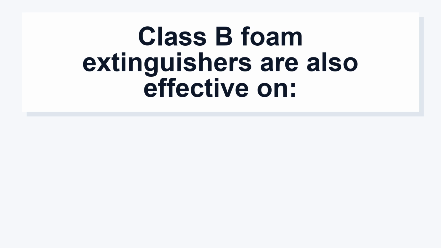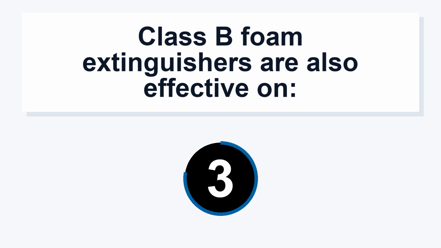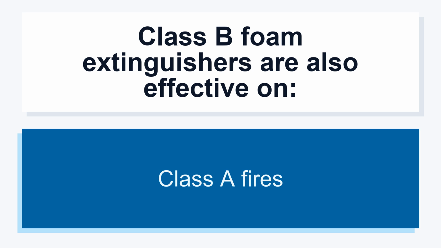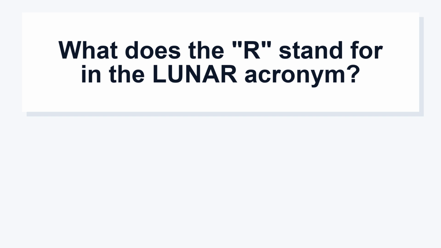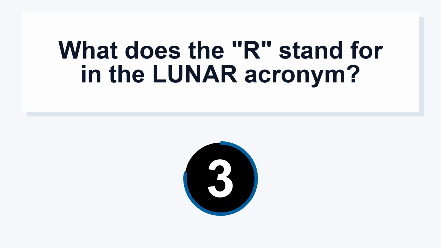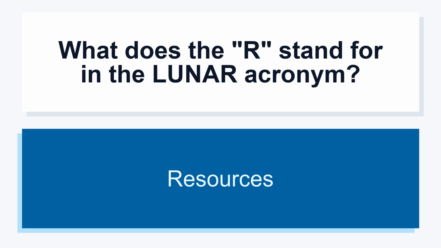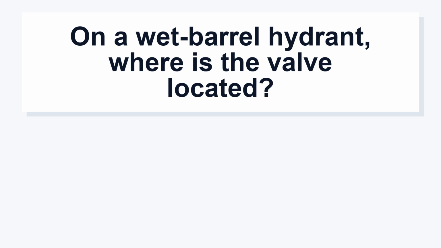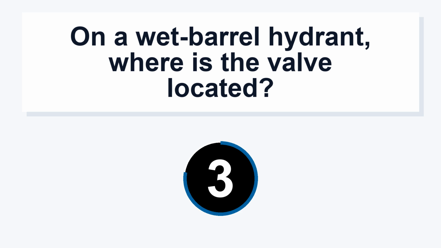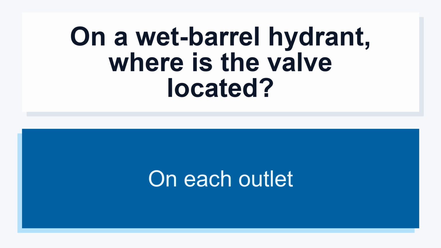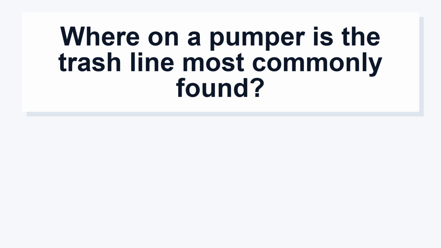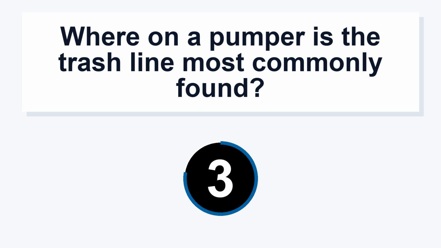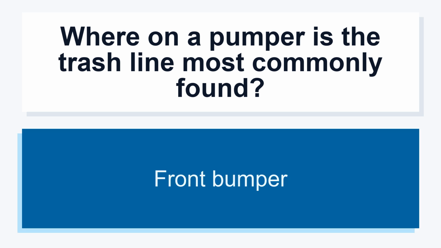Class B foam extinguishers are also effective on Class A fires. What does the R stand for in the lunar acronym? Resources. On a wet barrel hydrant, where is the valve located? On each outlet. Where on a pumper is the trash line most commonly found? Front bumper.